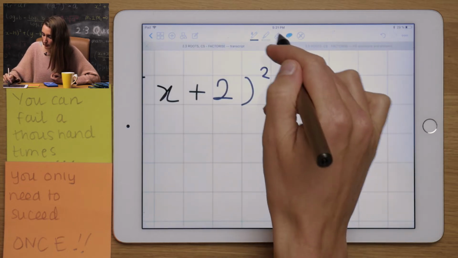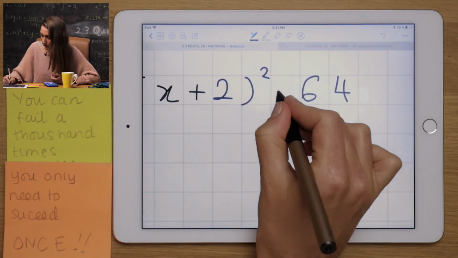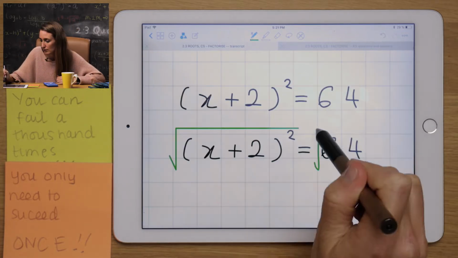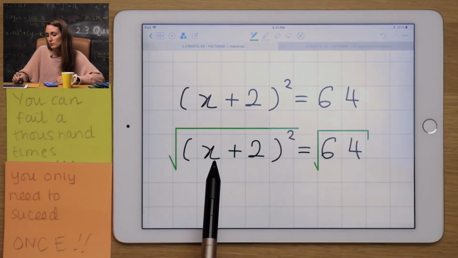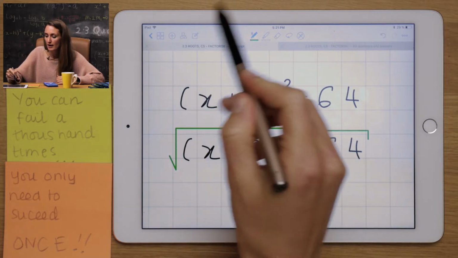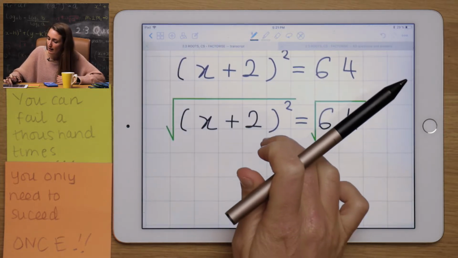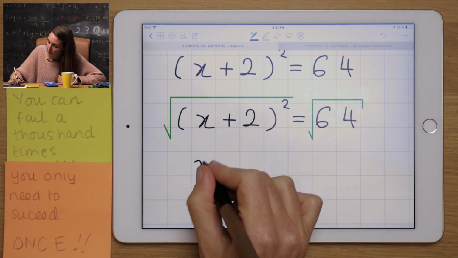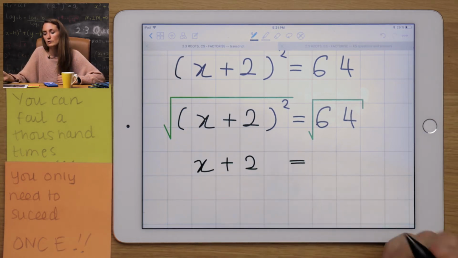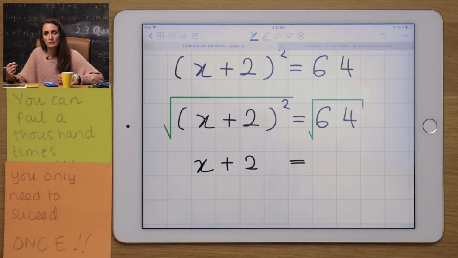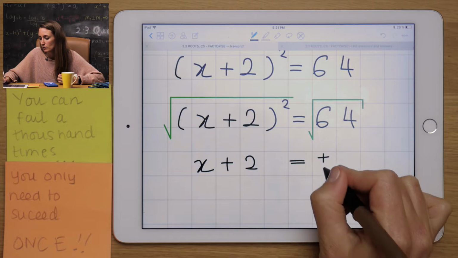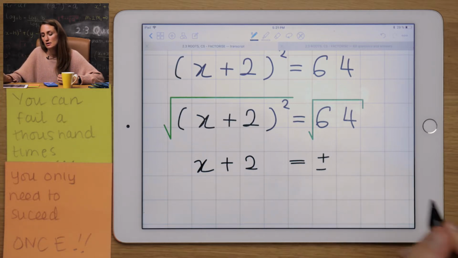Okay, what I'm going to do now is take the square root of both sides. When I take the square root of the left-hand side, because there's a power 2 and a square root, they're inverse operations, so they will cancel each other out. So I'll just be left with x plus 2. Now, the square root of 64 is 8, because 8 times 8 is 64. But you have to remember that it's also minus 8.